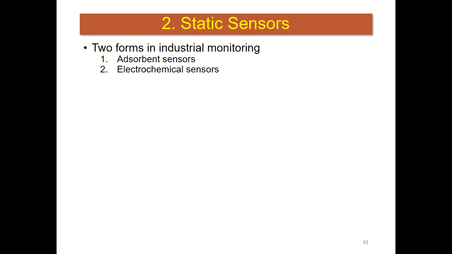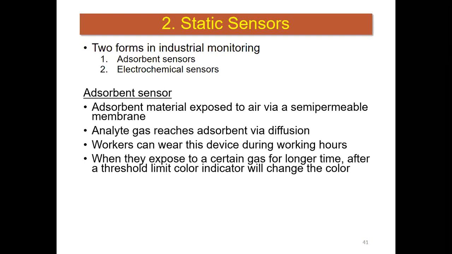So let's see what the Adsorbent Sensor means. In the Adsorbent Sensor, the absorbing material is exposed to air via a semi-permeable membrane. A semi-permeable membrane means it has some partial permeability, and some kind of absorbing material will be placed in a container. The gas will pass through the membrane, go to the absorbing material, and be absorbed by it.